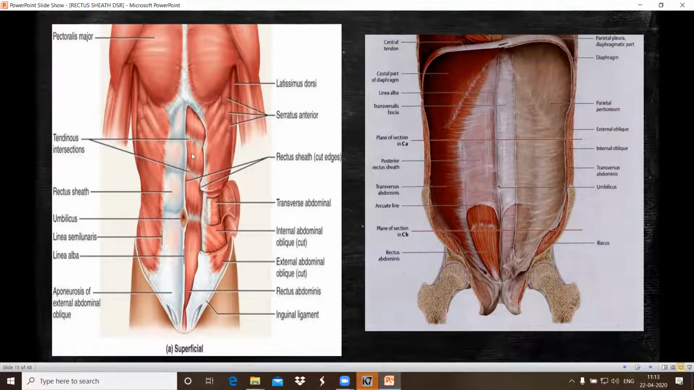Next, coming to the second point. The first feature is that the anterior wall of the rectus sheath is complete and the posterior wall is incomplete. Next, coming to the second feature. The anterior wall is firmly adhered to the rectus abdominis with some tendinous intersections. That means the anterior wall of the rectus sheath is tightly adhered to the anterior surface of the rectus abdominis. The posterior wall of the rectus sheath is free from the posterior surface of the rectus abdominis. The second feature is that the anterior wall is tightly adhered to the anterior surface, but the posterior wall is the opposite. The posterior wall is free from the posterior surface of the rectus abdominis.